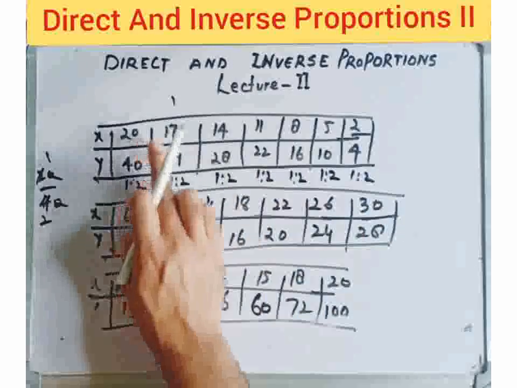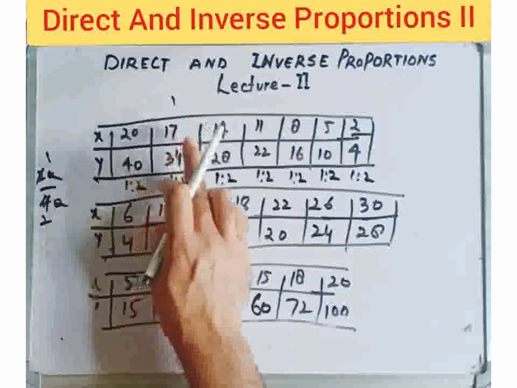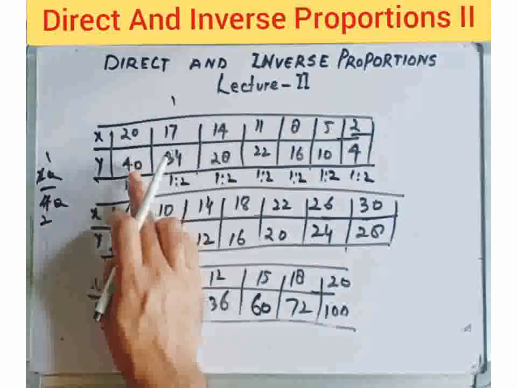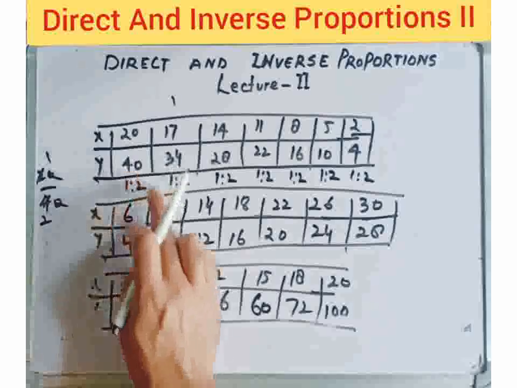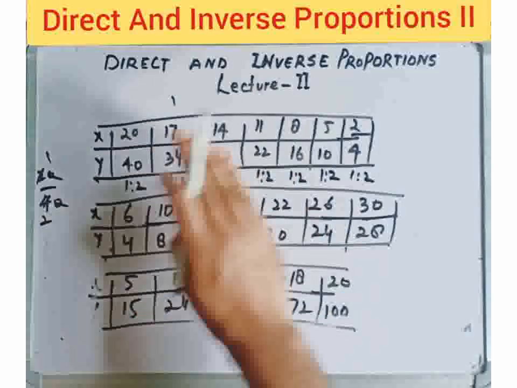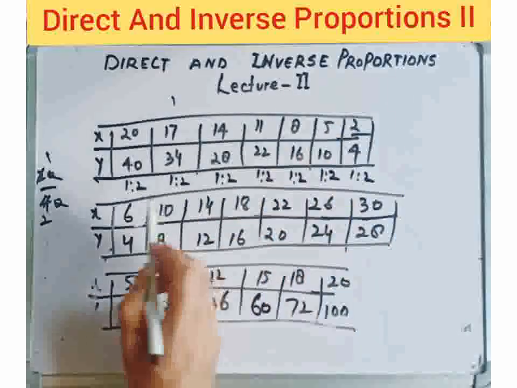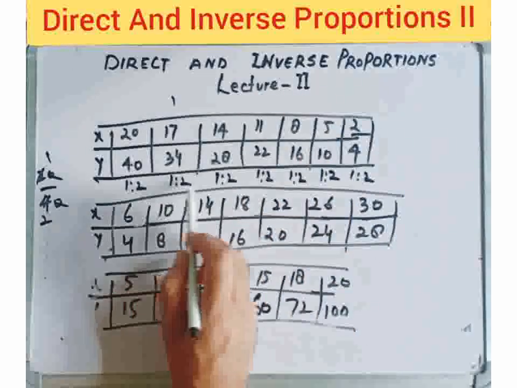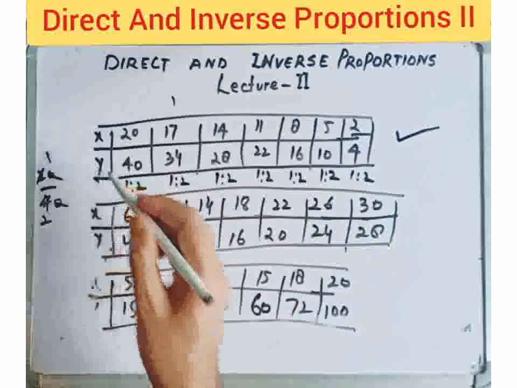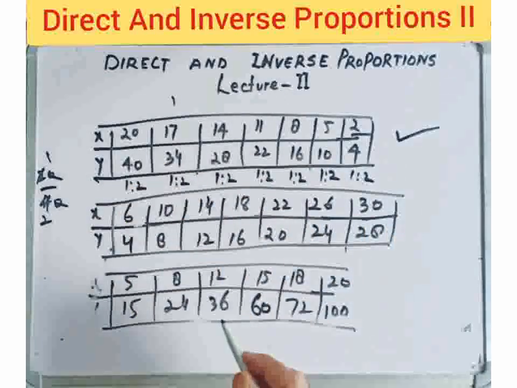There is a continuous decrease, 20, 17, 14, 11, 8, 5, 2, in case of variable x, and in case of variable y, 40, 34, 28, 22, 16. So there is a continuous decrease, and for that matter the ratio is also the same. So x and y in this case are directly proportional to each other.